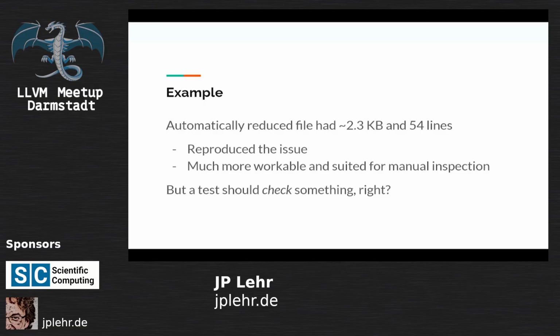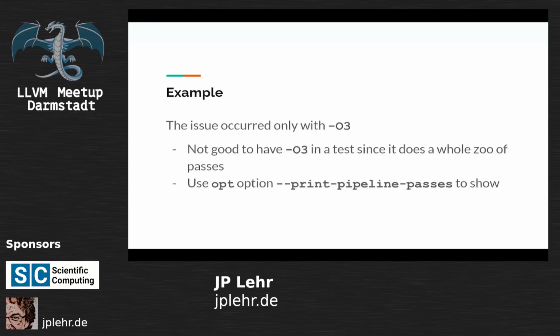But this doesn't have any check in here right now, right? This is just an IR file that triggers the assertion. Okay, so what next? The issue only occurred with -O3. Okay, so that's no good. I mean, there's a whole zoo of passes that run there, right? What would trigger that? Well, the assertion crashed in the loop vectorizer, so there's some idea of where it comes from. But let's just say, okay, we can just print the pipeline passes that are actually run, right?